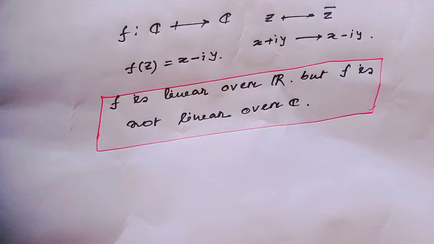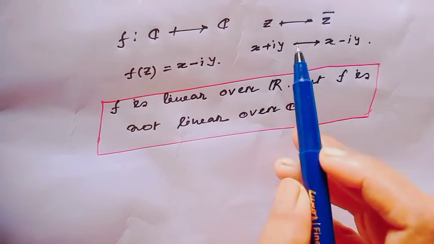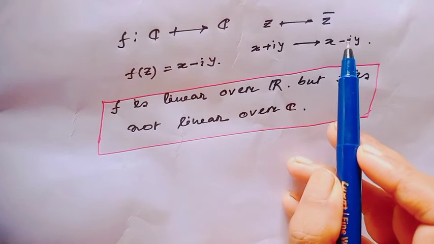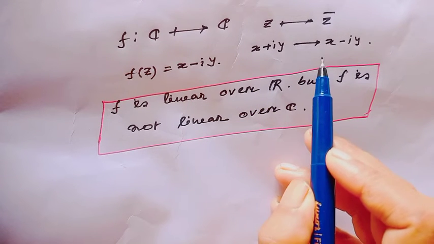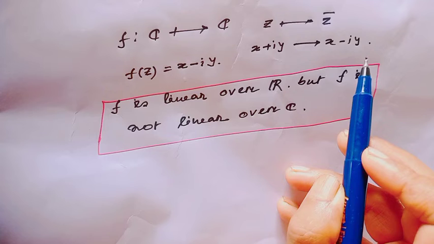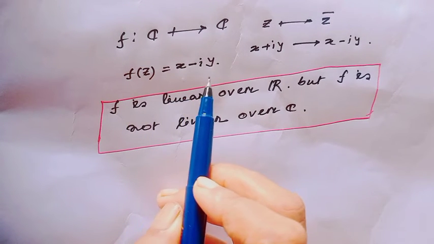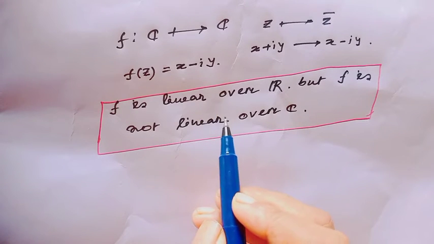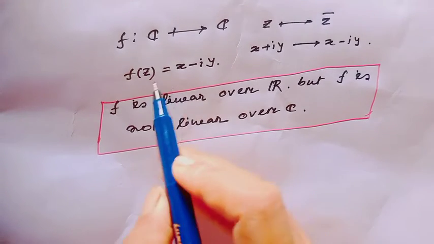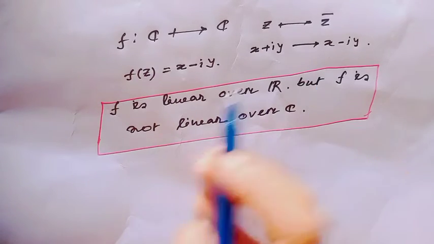The mapping is such that F from complex numbers to complex numbers, Z maps to Z bar. That means x plus iy maps to x minus iy. And the mapping is such that f(z) equals x minus iy. Here notice, that means the conjugate mapping. This means the conjugate mapping.